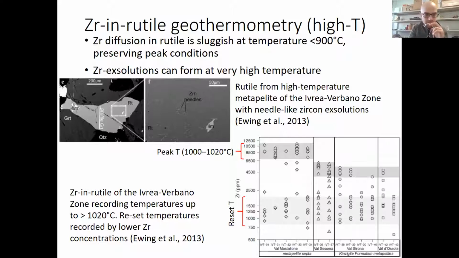So in this study by Ewing, they analyzed rutile and they found a bimodal distribution of zirconium. The highest concentrations give temperatures of up to 1,000 degrees. And so this is interpreted to be the peak metamorphic temperature. And then they found a lower population of zirconium in rutile concentrations, which are interpreted to reflect reset at a lower temperature.